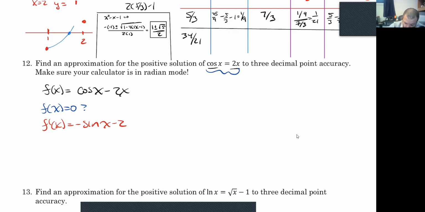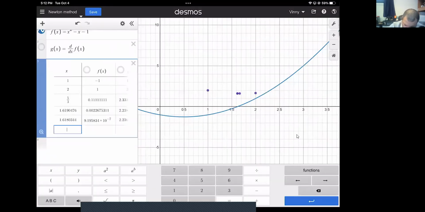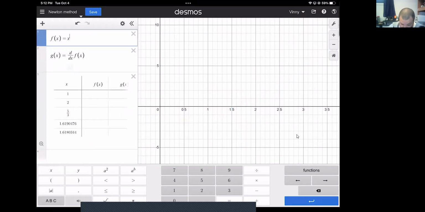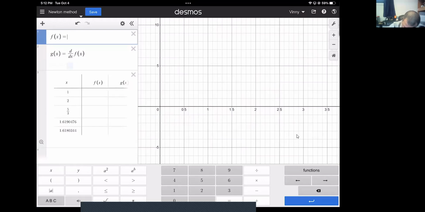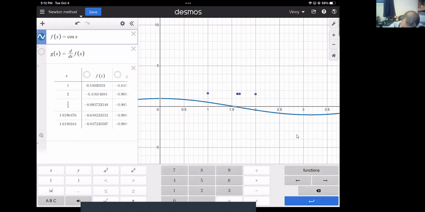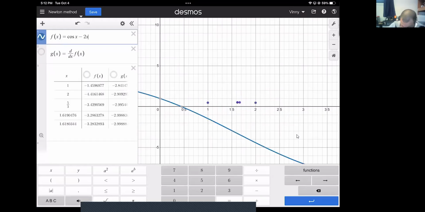I'm not going to go crazy with this. I'm going to use technology because, hey, it's 2022. I don't know when you're watching this. So we would have cosine of x, and we're taking away 2x. Then we can see that our root is somewhere between 0 and 1, so we can see exactly where it is right there.